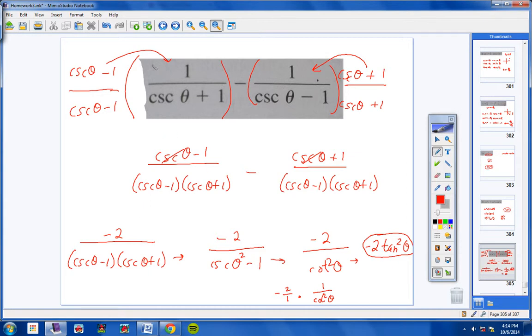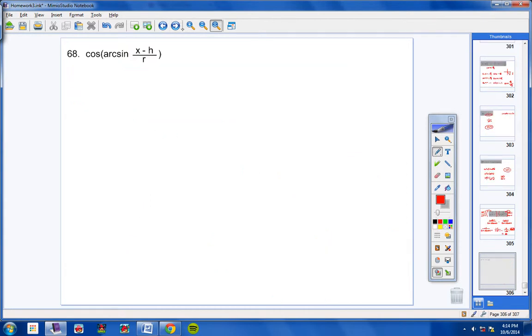All right, moving on to the next problem, which would be number 68. Now we're moving on to page 610. So let me go back here a little bit in my book, and we're going to do 68 and 78, okay? 68 says write this as an algebra expression. So here we go. First of all, understand that I have here sine of theta equals x minus h all over r.